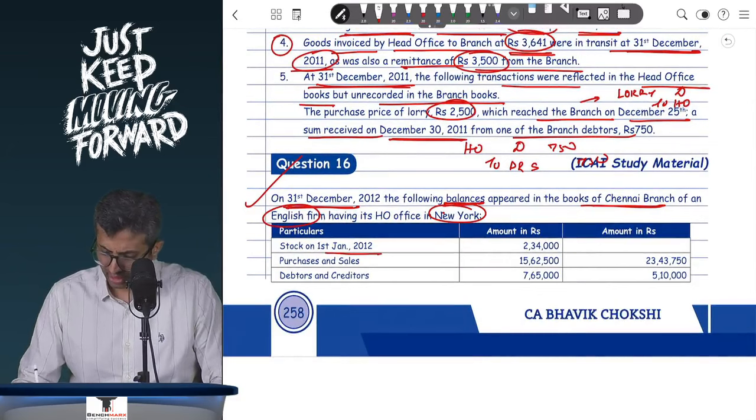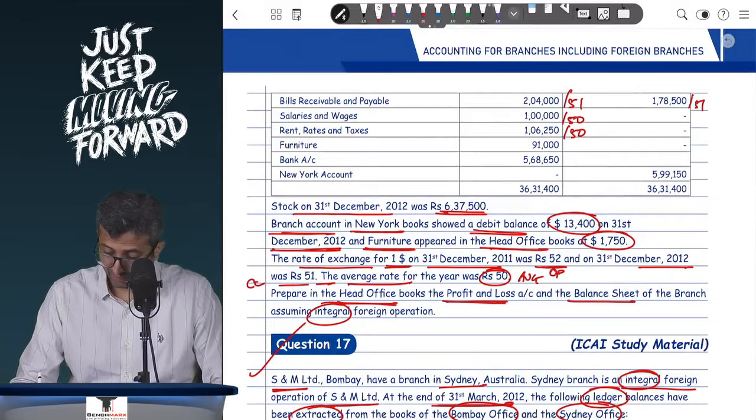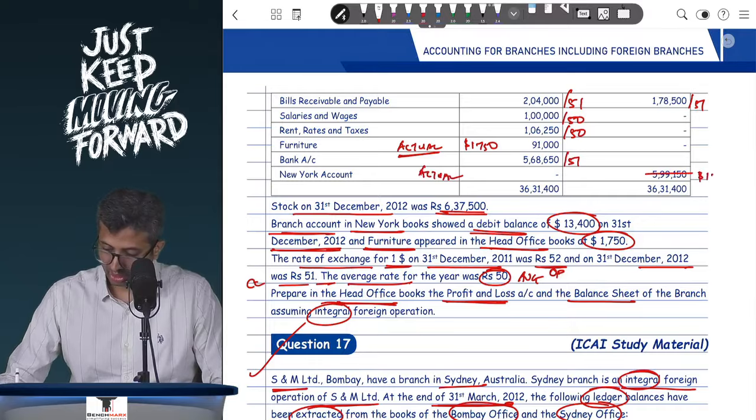this is opening. This will be converted at the opening rate, which I believe is around 52. Purchases and sales average rate, which is 50. Debtors creditors at the closing rate, 51. Bills receivable payables closing rate, 51. Salaries and wages average rate, 50. Rents, 50. Furniture, I can say that if this is given to me, this will be actual, so this will be at $1750. Bank account, this will be at the closing, 51. New York account, again this will be taken as actual, and hence against this you will record 13,400.